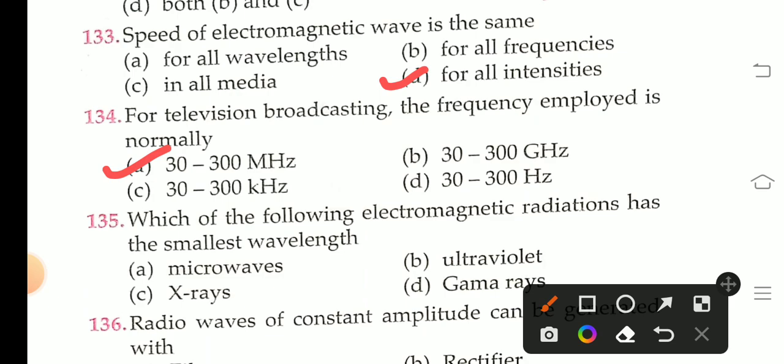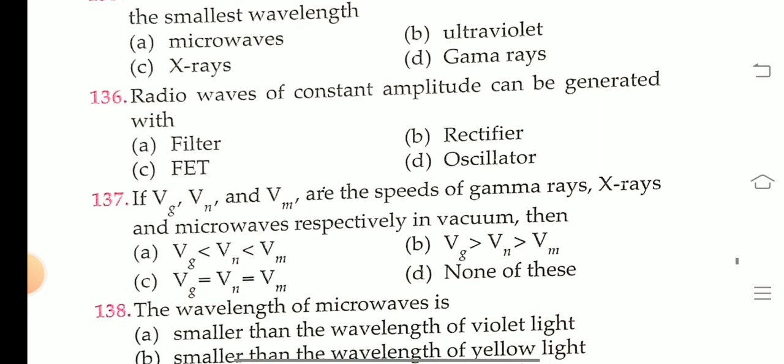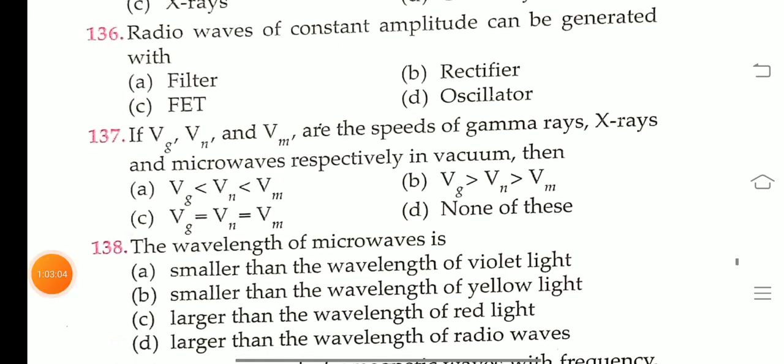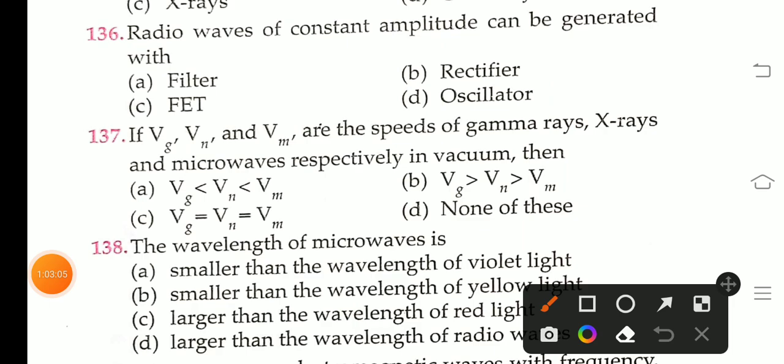Next, which of the following electromagnetic radiations has the smallest wavelength? Right answer option D, gamma rays. Next, radio waves of constant amplitude can be generated with right answer option D, oscillator.